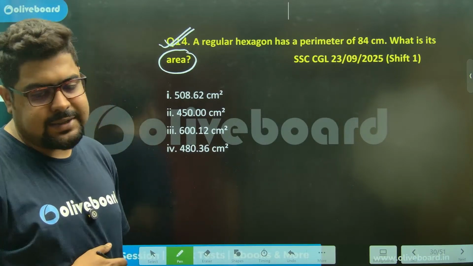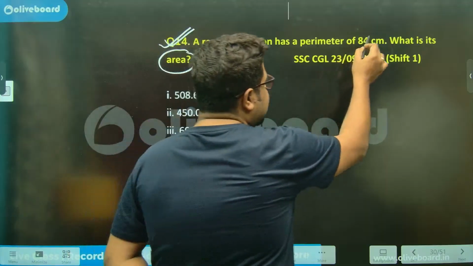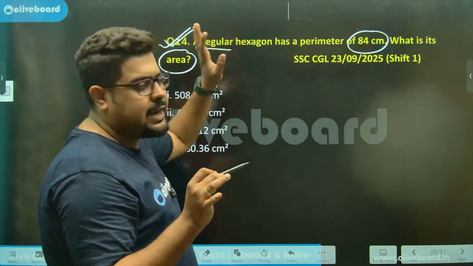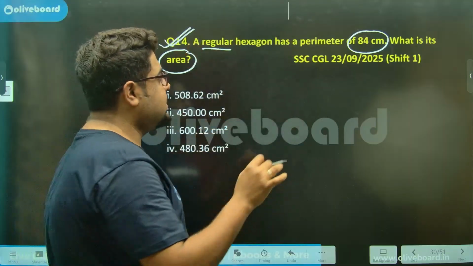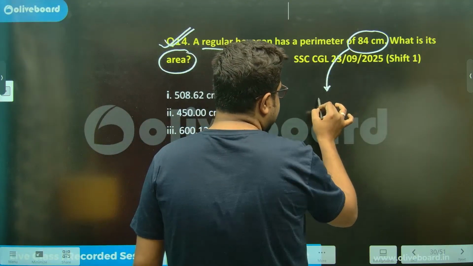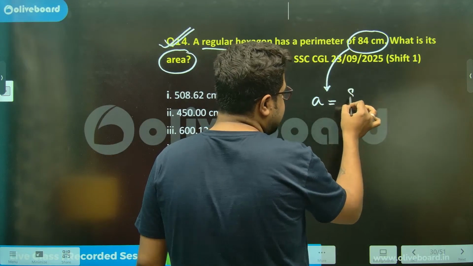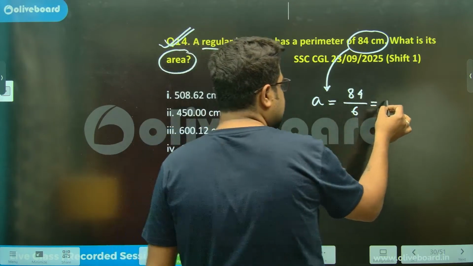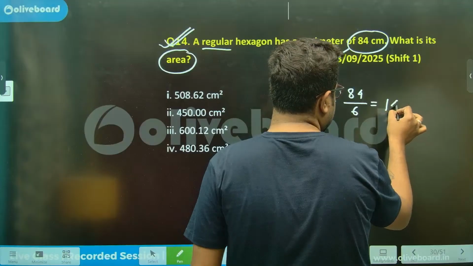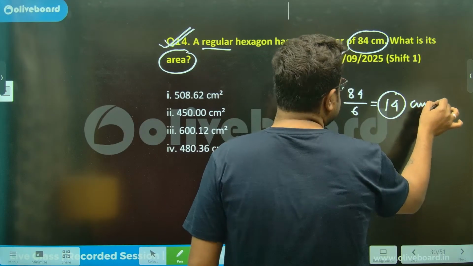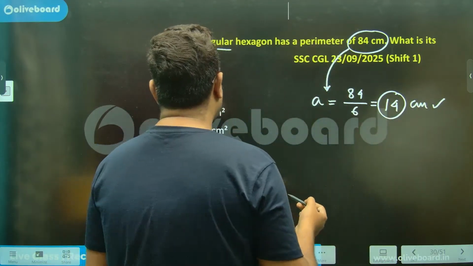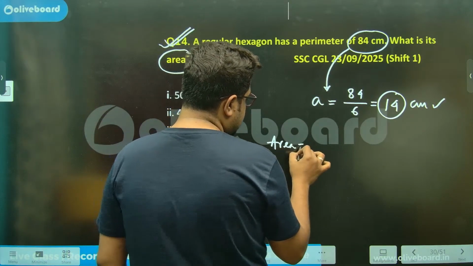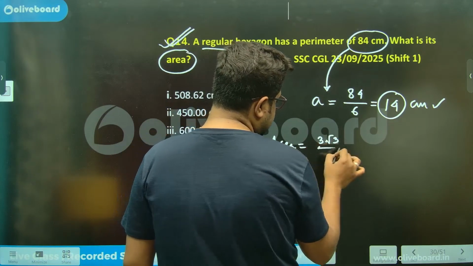Right? Let's see. Perimeter is this. Sir, a regular hexagon means every side is equal, 6 equal sides. So every side is 14 centimeters. They are asking the area. Sir, area will be 3 root 3 by 2 a square.